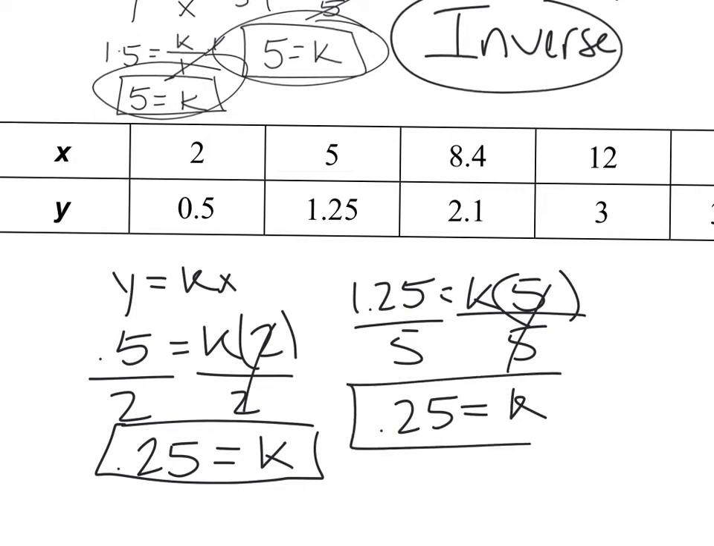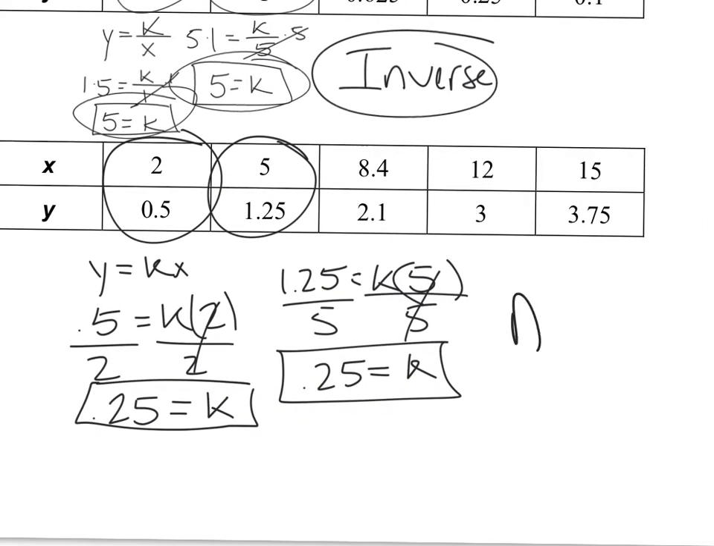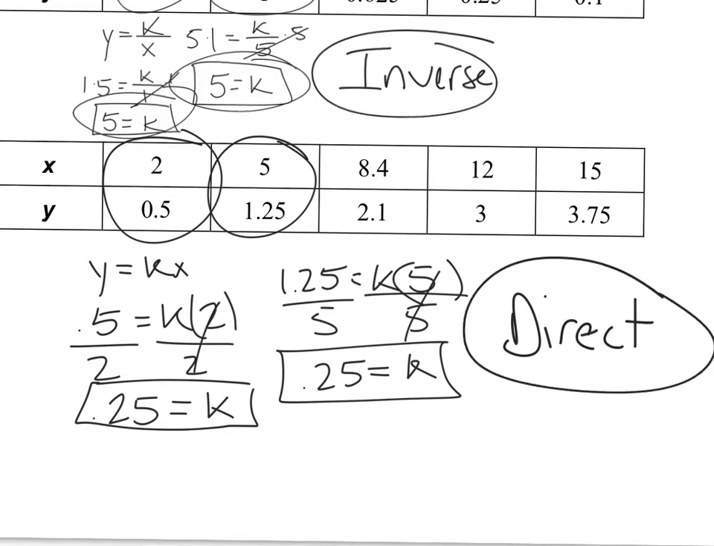And therefore, the same constant of proportionality. Therefore, we see direct variation. So this will be direct. Like I said, if you wanted to verify, you could check all the other ones. You would see they all have the same constant of 0.25, and so you have direct variation.